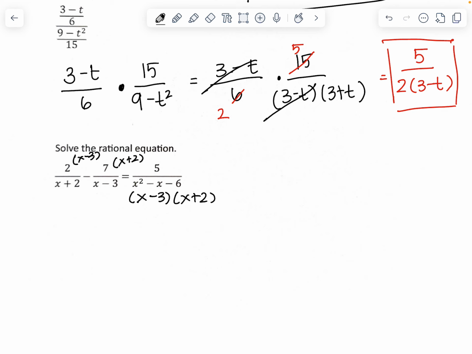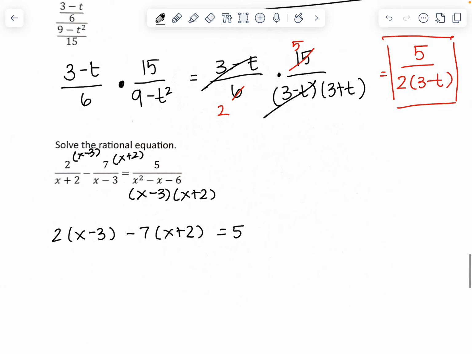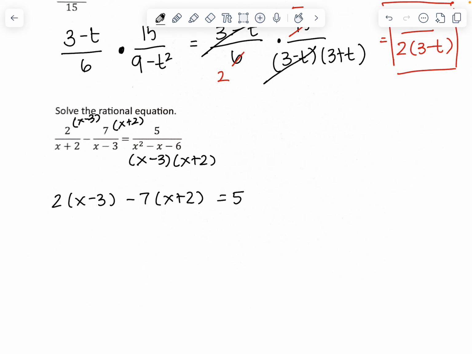Okay? So I have 2 times x plus 3 minus 7 times x plus 2 equals 5. Then it's your basic Algebra 1 solving an equation. You just got to do some distribution and then solve. First thing I'm going to do is multiply everything. Do my distributions: 2x minus 6 minus 7x minus 14 equals 5. 2 minus 7 is negative 5. 6 minus negative 14 is negative 20.